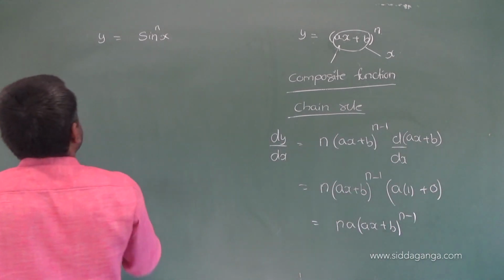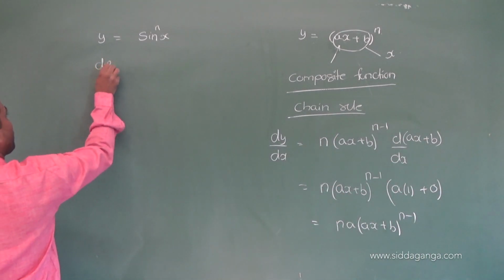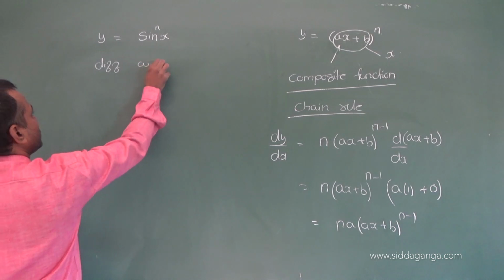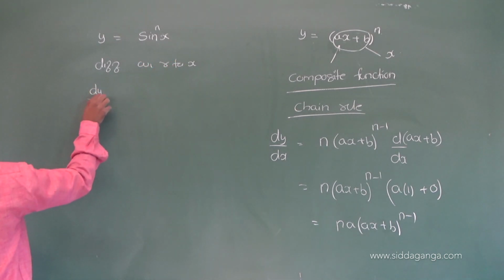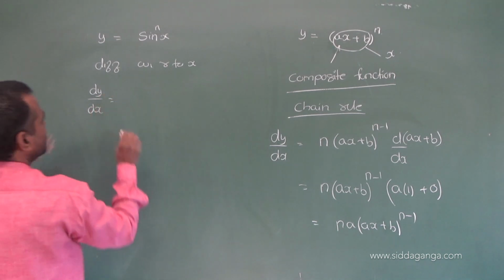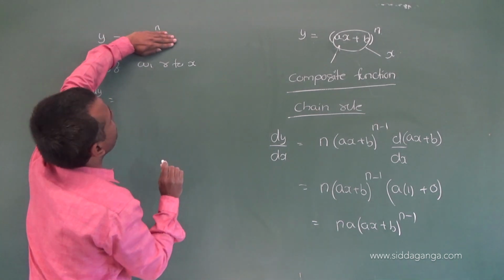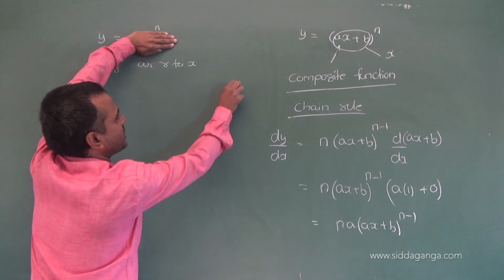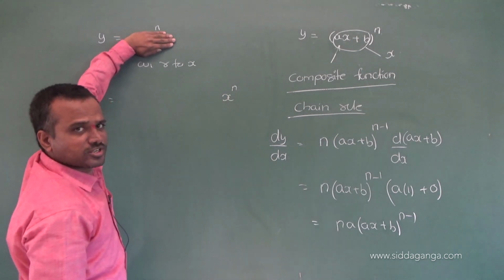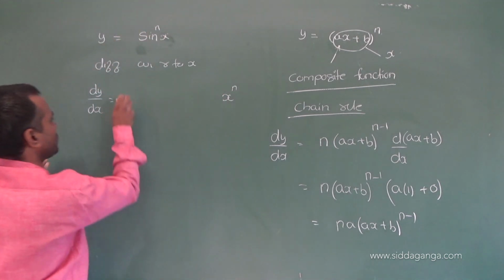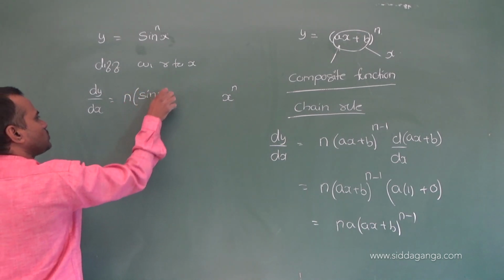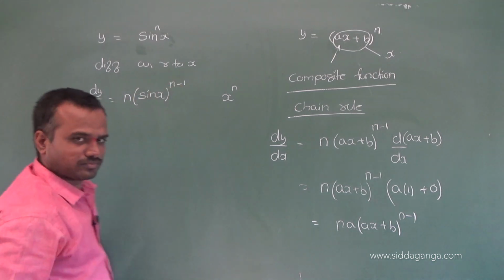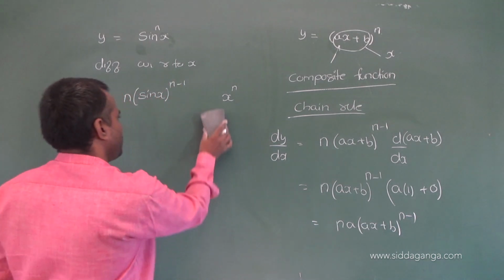Then how to differentiate, sir? Observe here. Differentiate with respect to x. y with respect to x is dy by dx. Firstly, this complete term we treat as x to the power n. You know the differentiation of x to the power n: n into x to the power n minus 1. n into, in place of x, sin x to the power n minus 1.